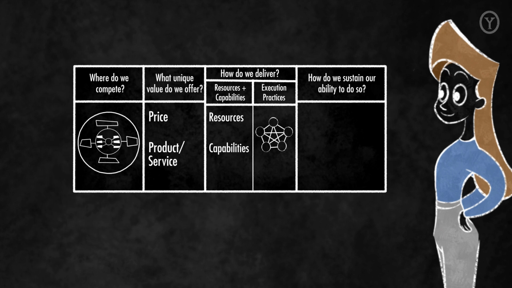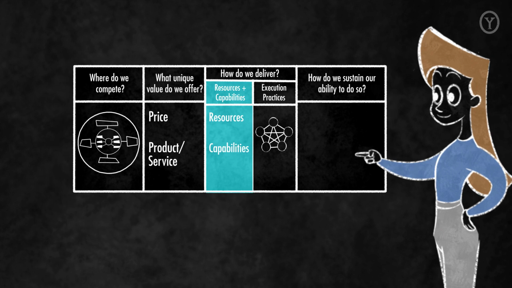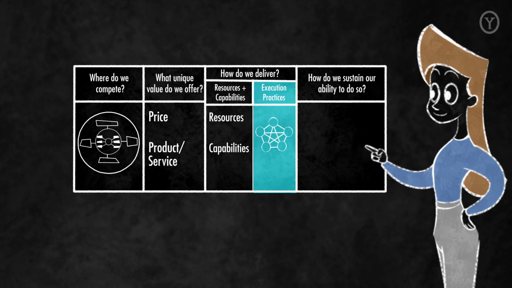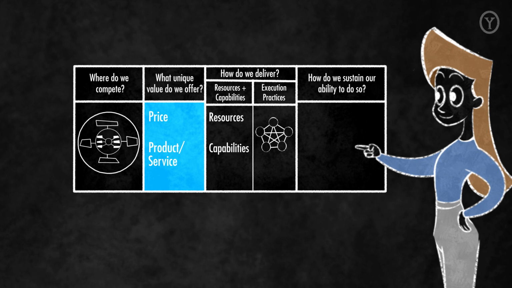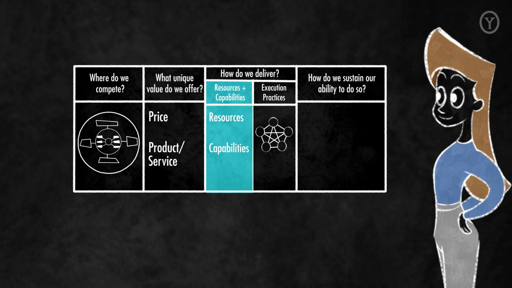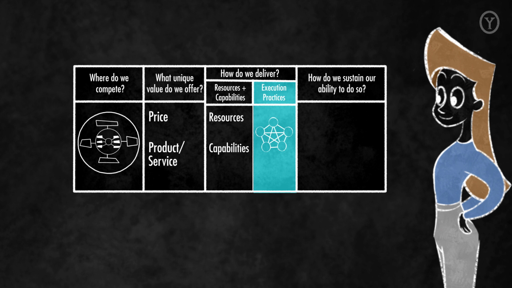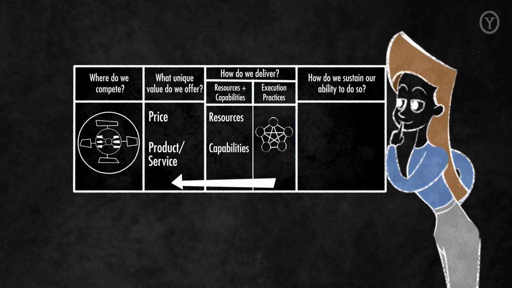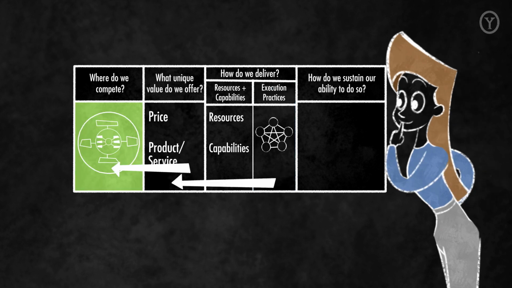Hopefully, there is a strong mapping between the resources and capabilities, the execution practices, and the unique value we discussed above. We should see that our resources, capabilities, and execution plans directly lead to our unique value, which fits nicely in our external environment.